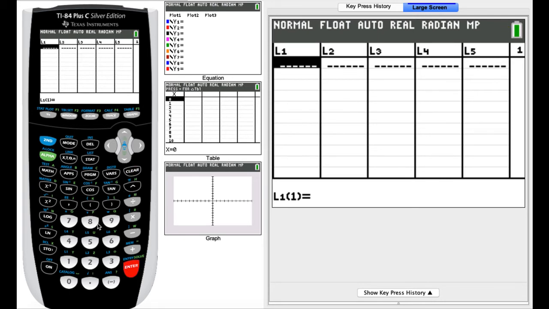Then I need to enter the data for the animals. So first is cat, which is 3, then cow, which is 465, and so on. 187, 529, 28, 156. Then I need to go across to L2 and enter the data for the brain weights.